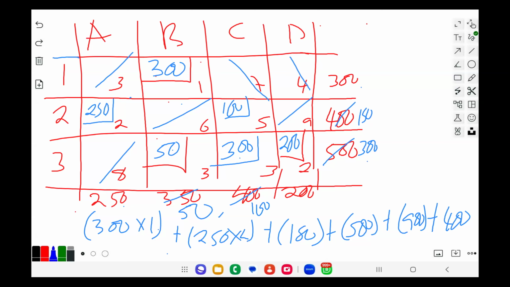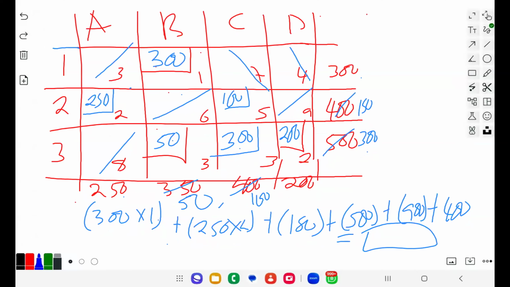I think the procedure has been understood. You just have to work out these, do the additions, and then you find the total figure. That's the total cost using the VAM. So basically, that's how you deal with the VAM. And the structure is the same, the same way I was explaining.